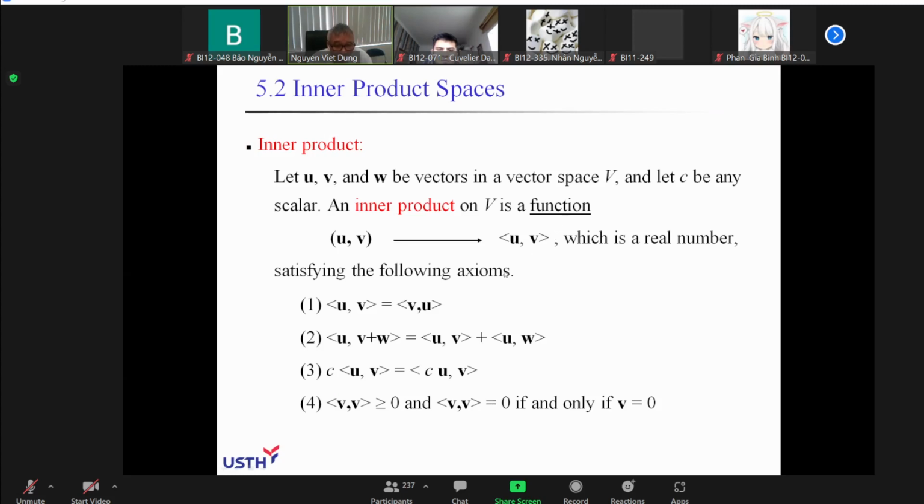And that function needs to satisfy four properties here. And those properties are absolutely the same properties of the dot product I claimed in the previous slide. And a vector space V together with an inner product will become an inner product space. So an inner product space is a vector space together with an inner product.